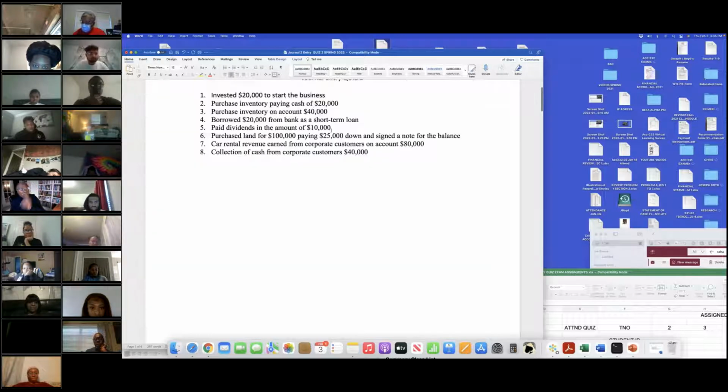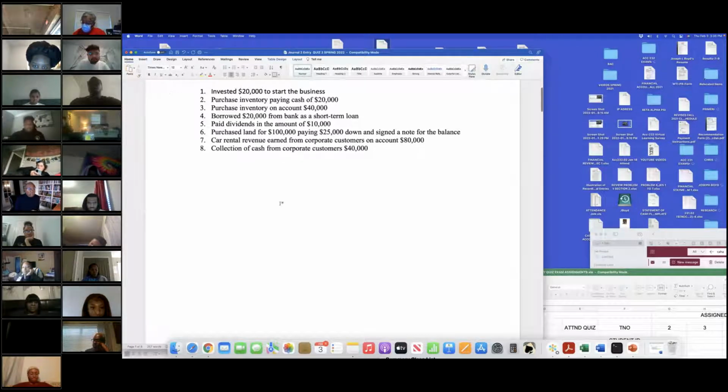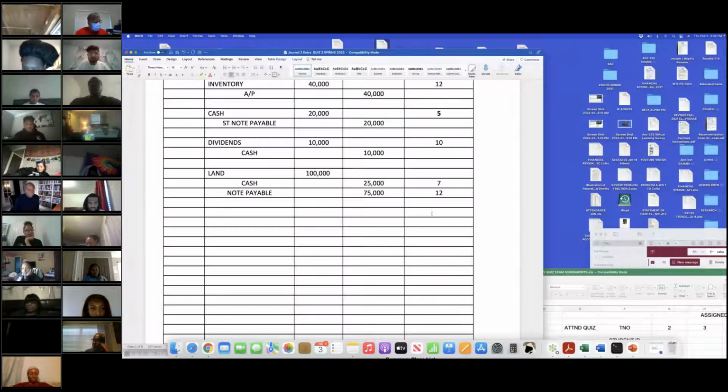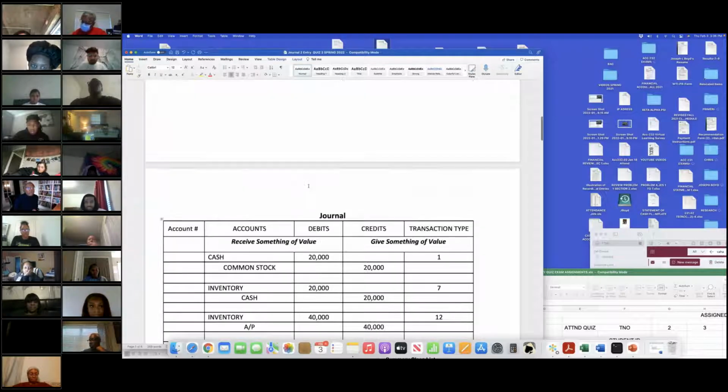Car loan revenue earned from corporate customers, 80,000. What's our type? 15. So we're going to debit what? Accounts receivable. And we're going to credit sales. That was how much? 80,000?